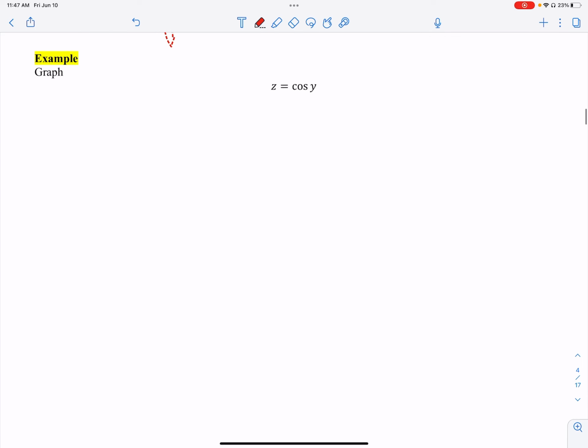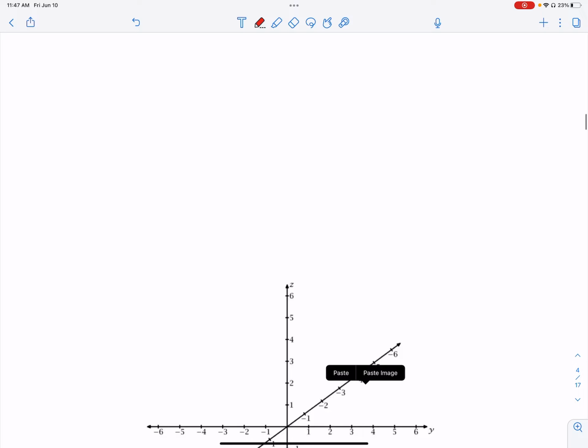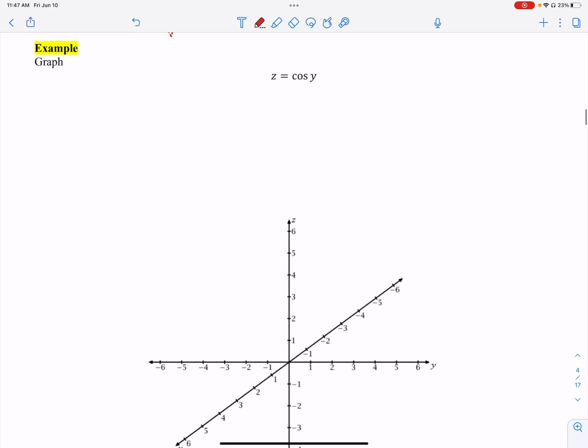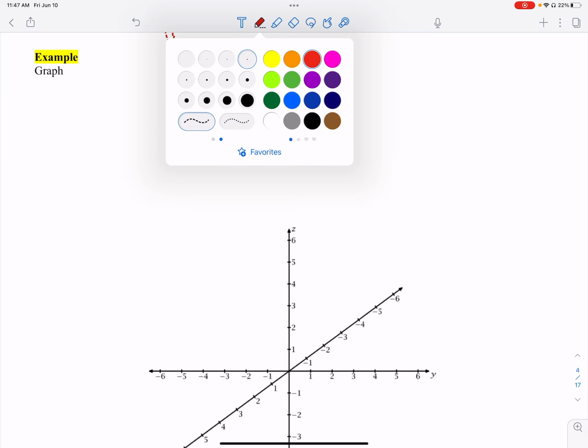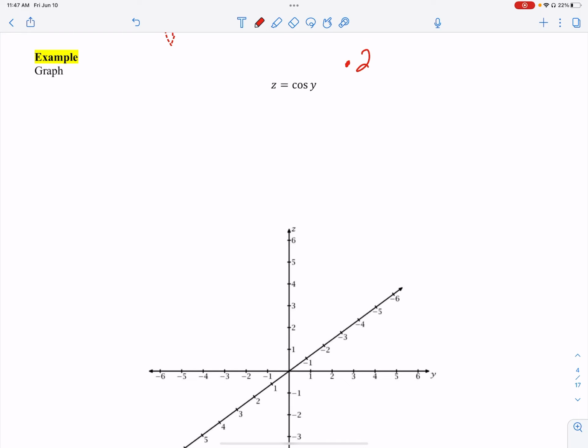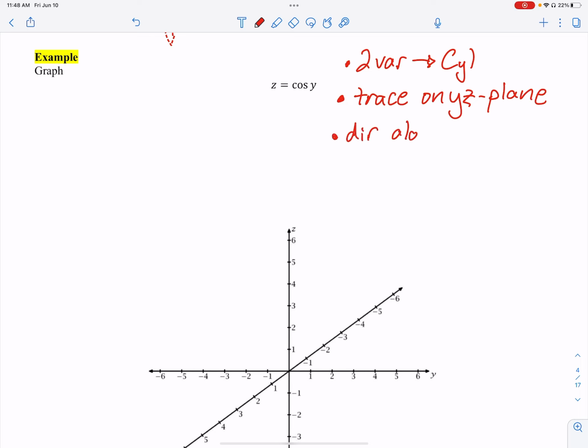All right, this last one, let me move this photo up because we don't need to write a bunch. Let's do the cylinder part, 2 variables. Let's get rid of those. So 2 variables means it's a cylinder. Then we have the trace is on the YZ plane. And then it's directed along the what's missing, x-axis.